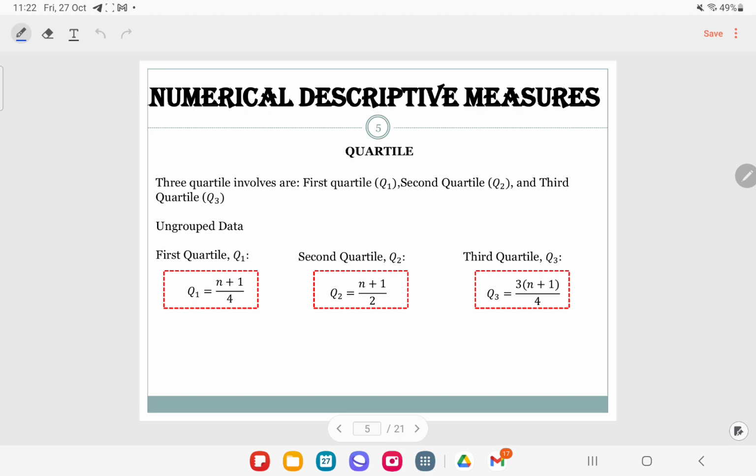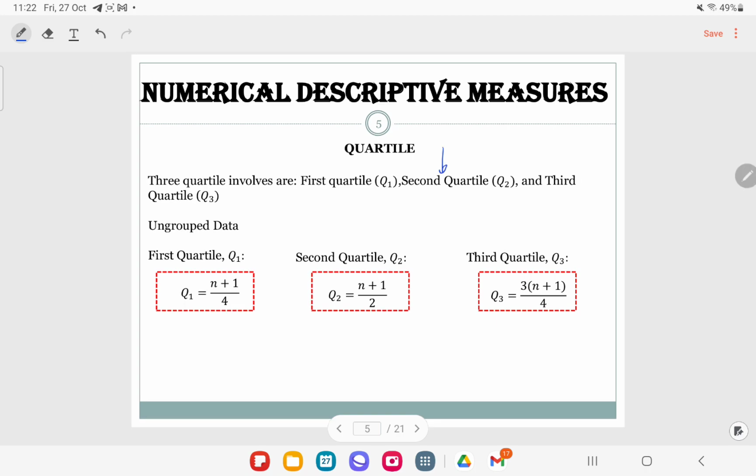In the measure of position, we have the first quartile, the second quartile, which sometimes people call the median value, and then the third quartile.